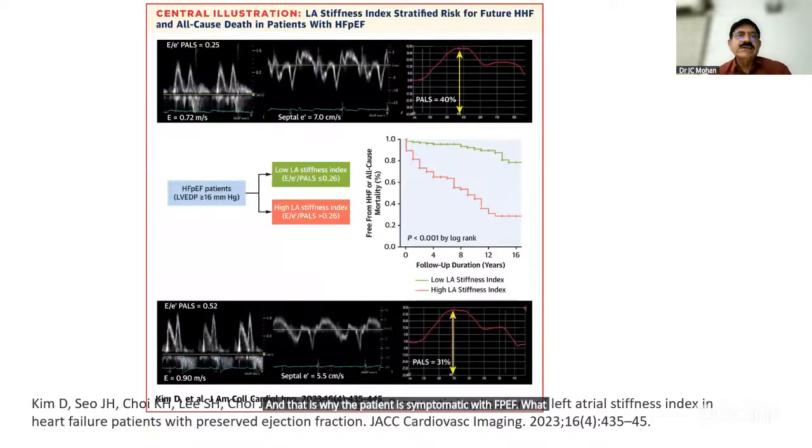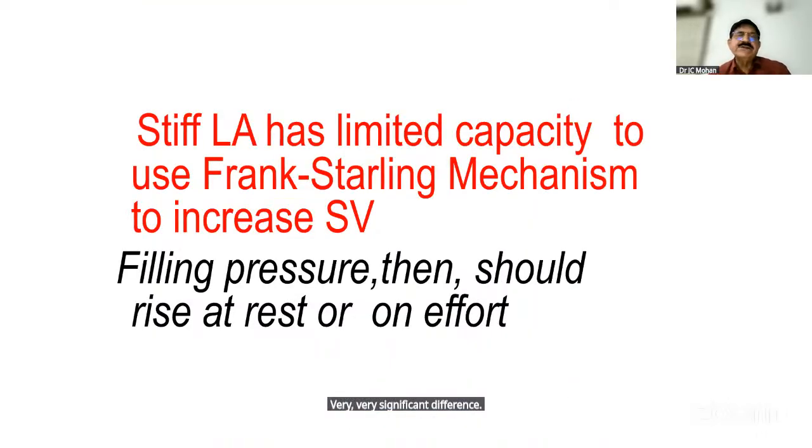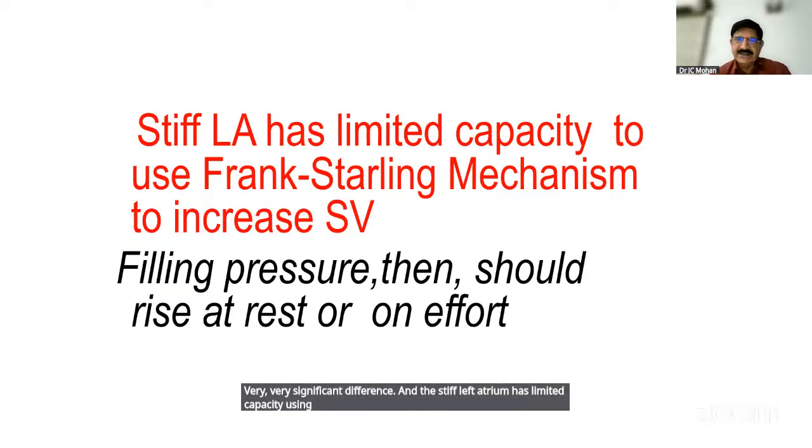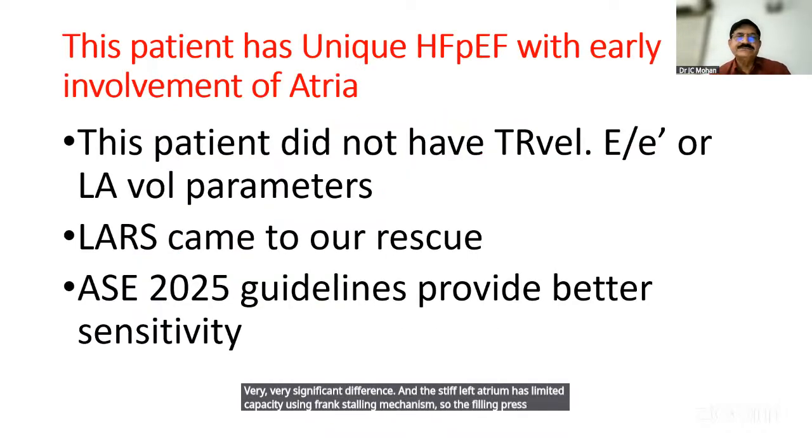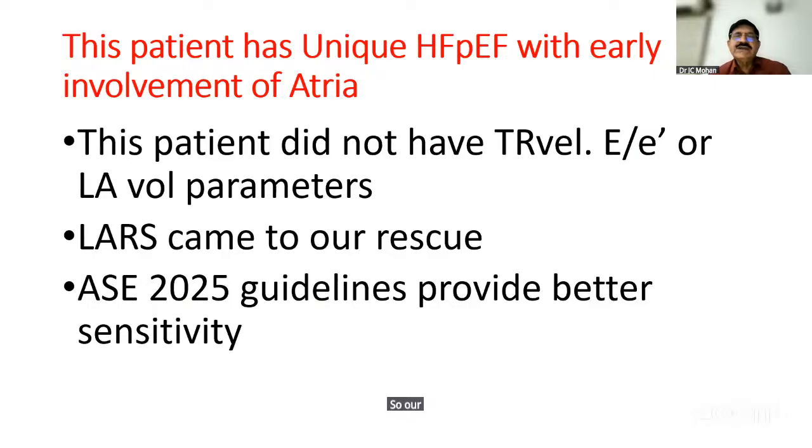What about the left atrial stiffness and prognosis? Here is a study of 2023 showing that left atrial stiffness, when increased, is a marker of all-cause hospitalization for heart failure and mortality. The Korean study showing a very, very significant difference. And the stiff left atrium has limited capacity using the Frank-Starling mechanism, so the filling pressures are elevated. So our patient has unique HFpEF with early involvement of atria.